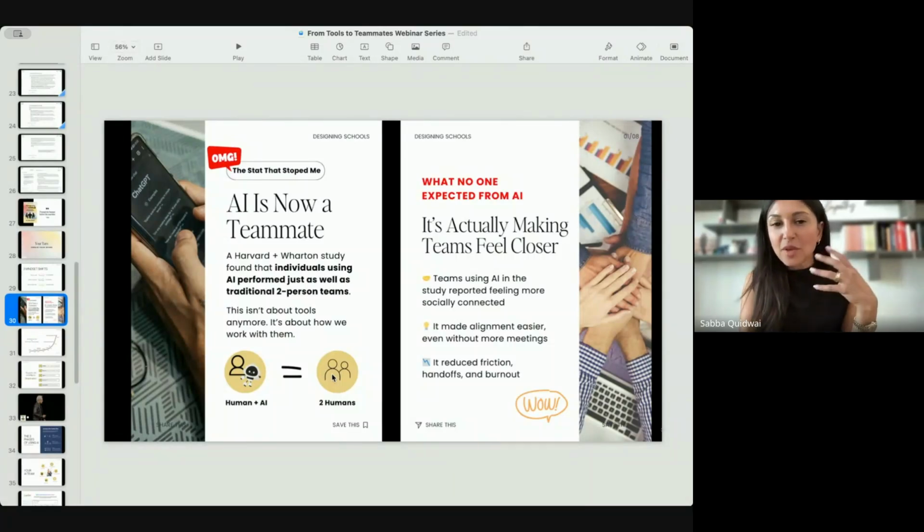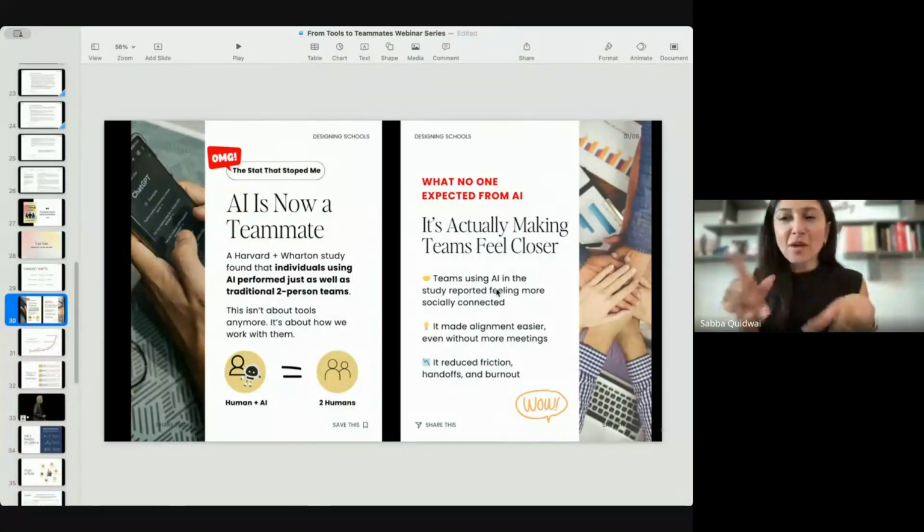Okay. So individuals who used AI were better than people who were just two human people. But the other really surprising thing they saw was that people who used AI actually started feeling better connected. Because look at how Noor and I were going back and forth with each other, right? We weren't sitting at our own desks. We weren't in a random meeting. We were basically collaborating with each other.